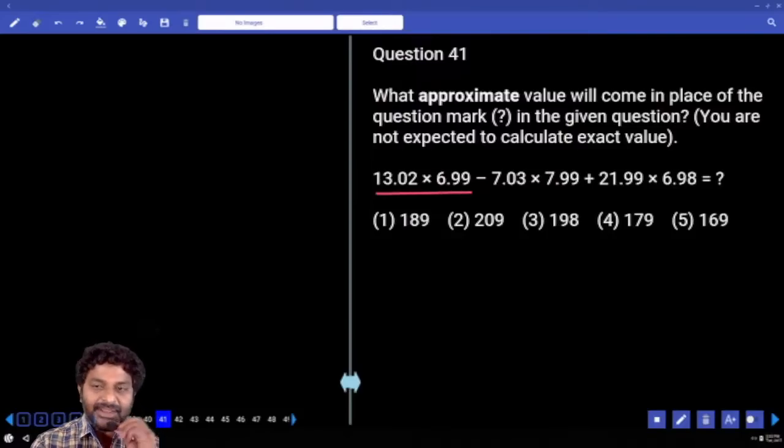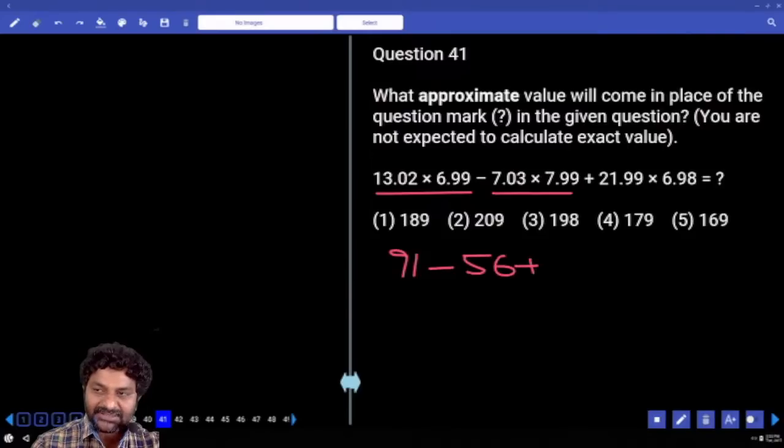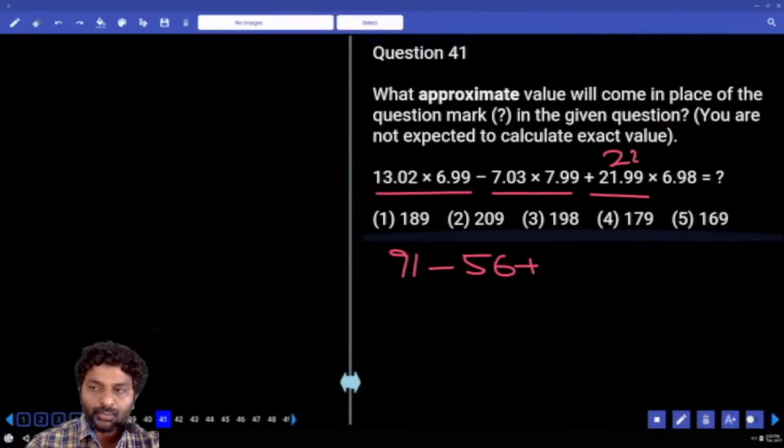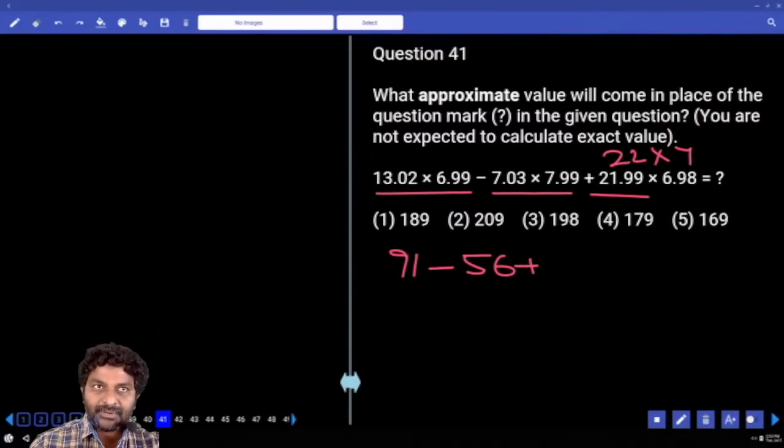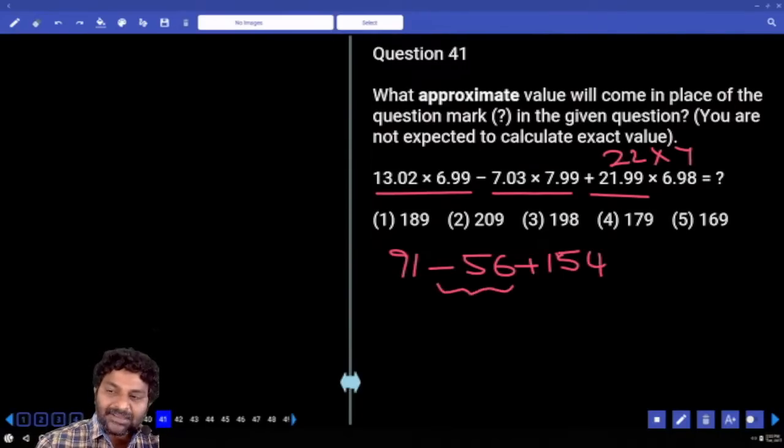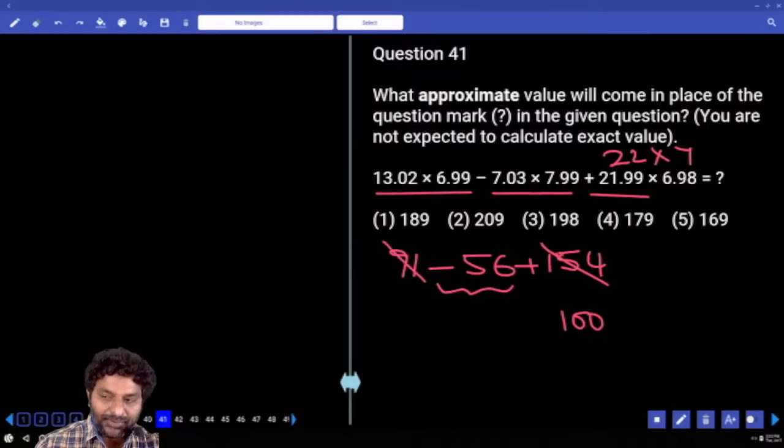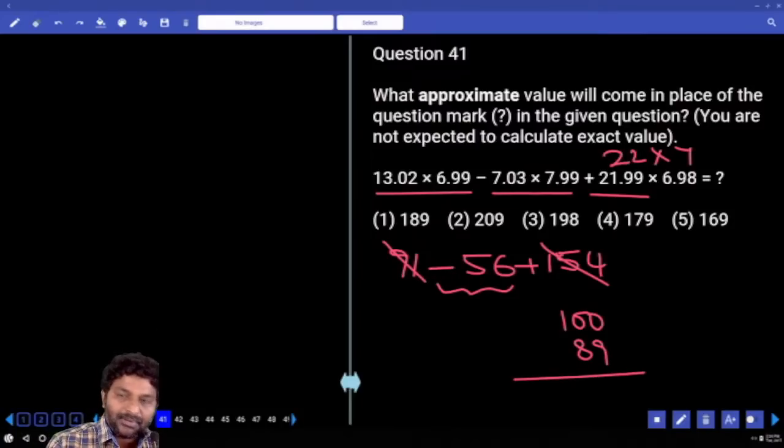13 7 times, right? How much? Minus 7 into 8, 56 plus 22, 7 times 100. So we have to subtract 56, right? Subtract 54 here, you will have 100. Subtract 2 from this number, 89, both together, right?